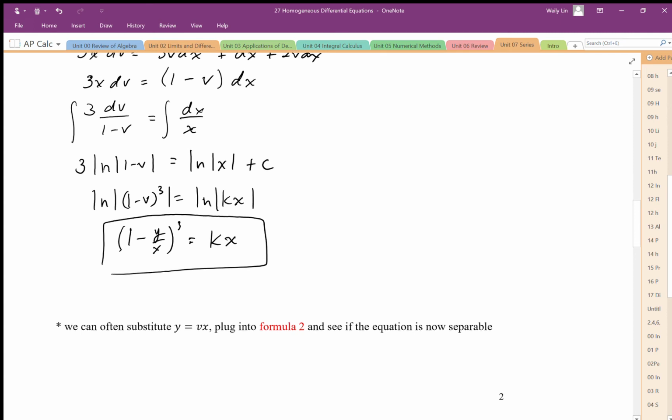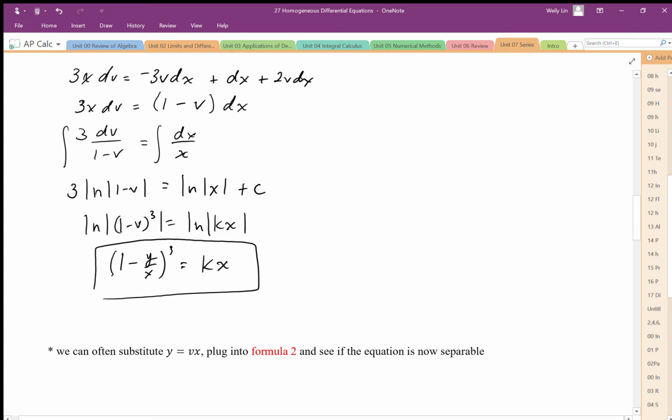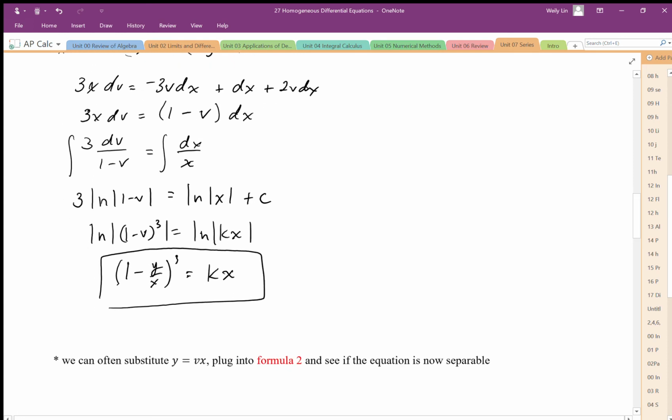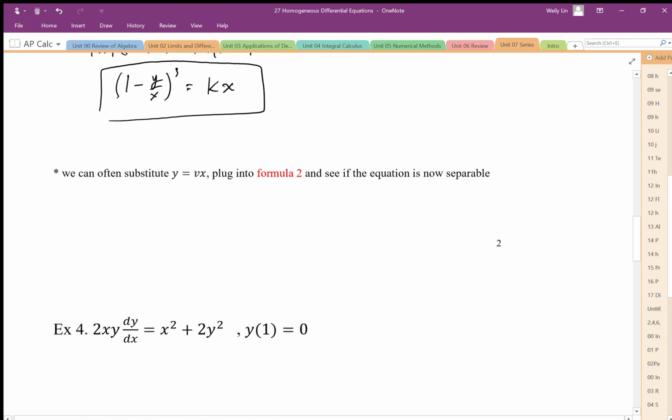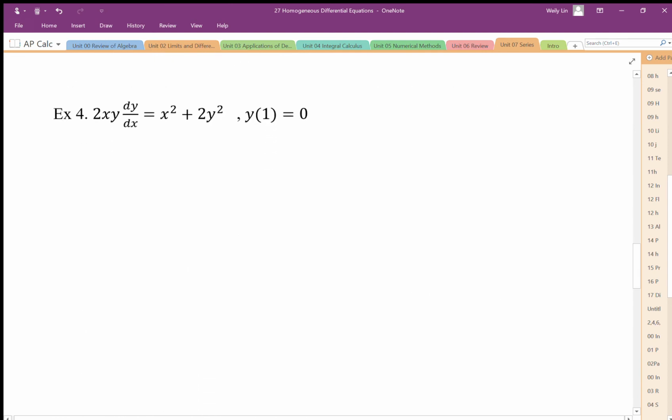So, we can substitute y equals vx and plug into formula 1, or we can use formula 2, to be able to do substitution, and then we get a form that we can rearrange and be able to separate in terms of v and x instead of y and x. Okay, so here's one more here. This is giving us an initial condition, so we can actually solve for the k value.